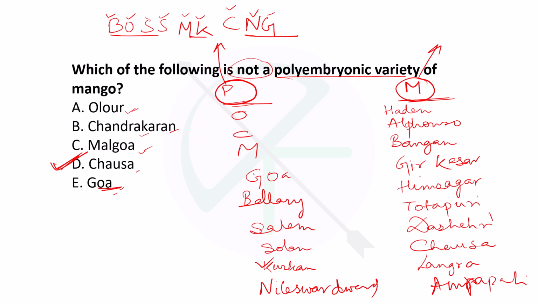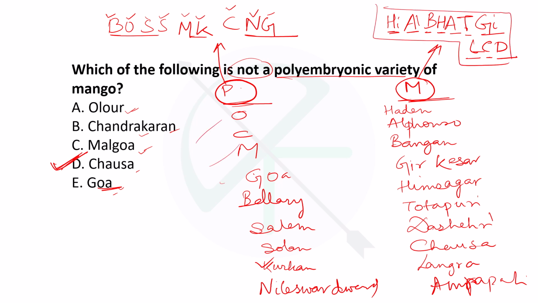And for monoembryonic, you can remember like: Hi Alia Bhatt, Hi Alia Bhatt, G, LCD Lelo. It sounds funny, but it works. So Himsagar, Alfonso, Banganpalli, Haden, Amrapali, Totapuri, Gir Kesar, Langda, Chausa, Dasheri. So this was quite easy. This you have to remember. The polyembryonic ones will be more difficult to remember because they are not very much heard about. The monoembryonic varieties are generally heard.